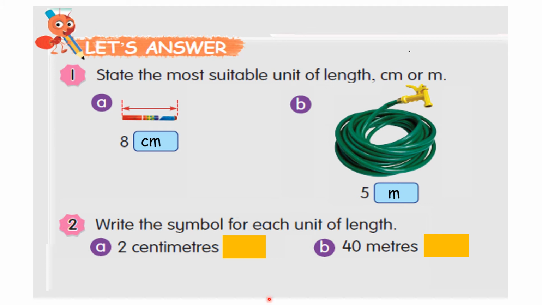Okay, number two, write the symbol for each unit of length. 2 centimeters, we write it as 2 cm. How about 40 meters? 40 m. Now we go through our lesson today, measure length of objects.